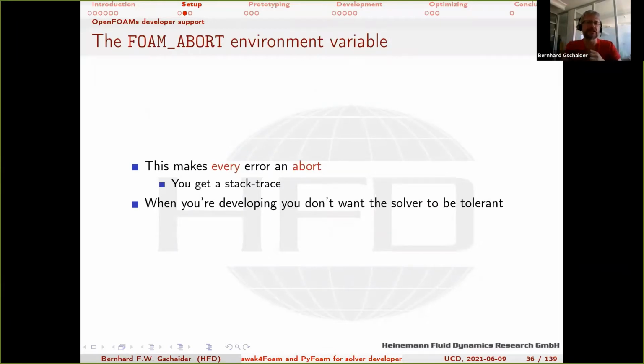One thing is that there is an environment variable FOAM_ABORT. Set that one, because that way every time OpenFOAM reports a fatal error, this is automatically escalated to an abort, and you will get a stack trace, which makes it easier for you to find the problem.